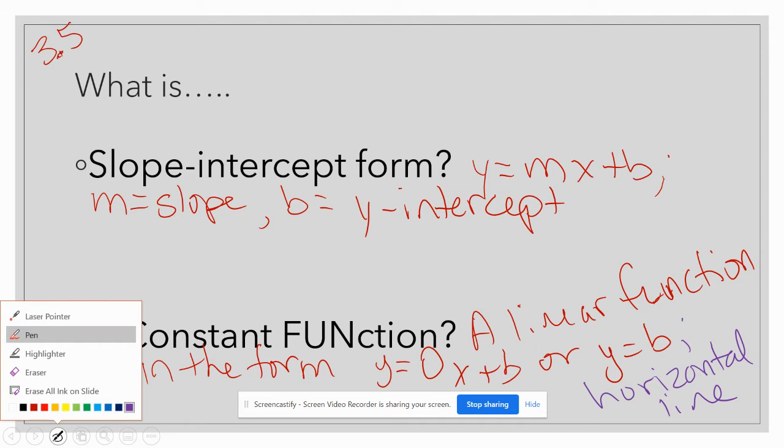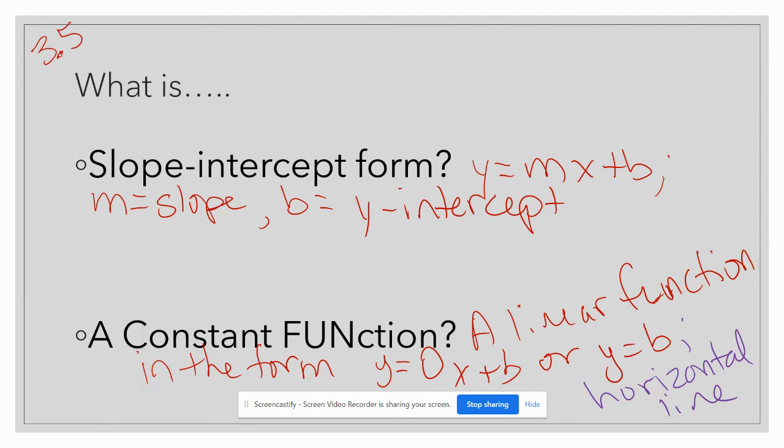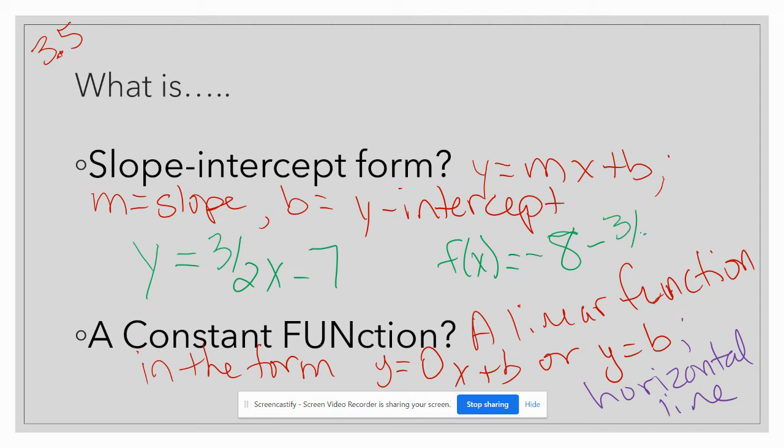So an example of slope-intercept form would be y equals 3 halves x minus 7, or f of x is equal to negative 8 minus 3/7 x. Either of those are slope-intercept form. Whatever is attached with the x is the slope. Whatever's not attached with x is the y-intercept.